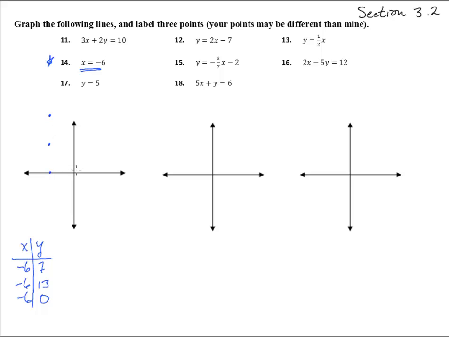And you can kind of see where we went. We went back to where x was negative 6, and then the y's are completely free, they can do anything they want. That's a vertical line right there. Number 15.